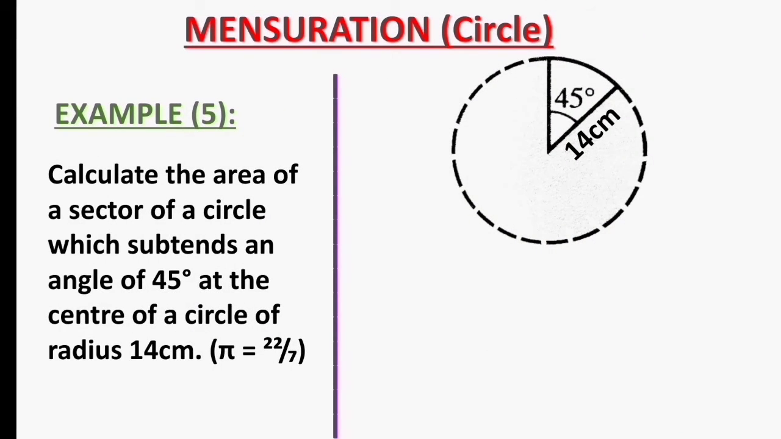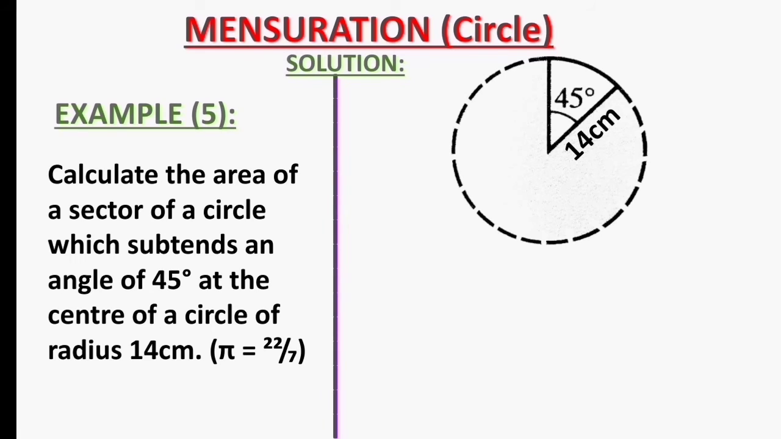Let's take on our fifth question. Calculate the area of a sector of a circle which subtends an angle of 45 degrees at the center of a circle of radius 14 centimeters. We'll take pi as 22/7. Here is the diagram to question 5.